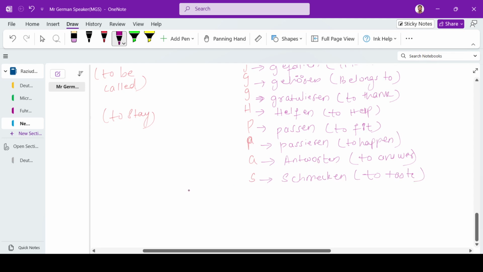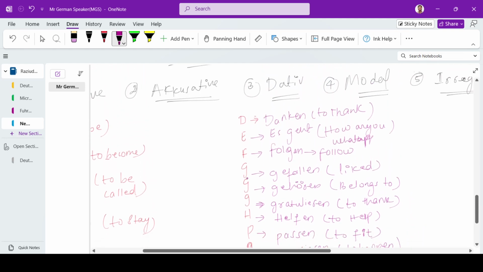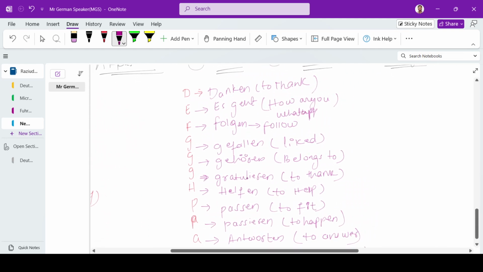Okay. We have more dative verbs, but we will see them in our later classes when you are prepared for B1 or B2 or a higher level of German. But for A1 or A2, these are enough. So you just need to remember these with their meaning. So you should know them.